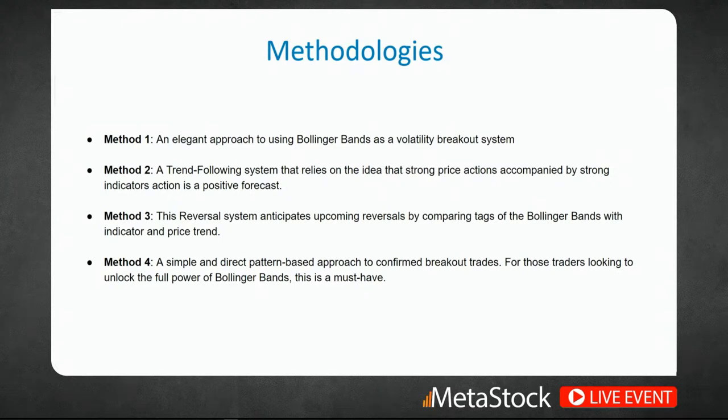So as you can see, method one is a volatility breakout system that uses Bollinger Bands. Method two is a trend following system. John personally said he liked method three, which is a reversal system, and he likes method four. Now, on this screenshot, you see us call it methodologies. It means that they have matching explorations. You just saw them on the exploration list. It also means they have matching system tests. But they also have what's called expert advisors.